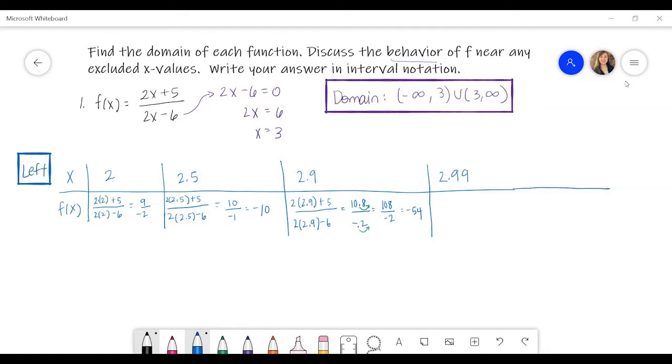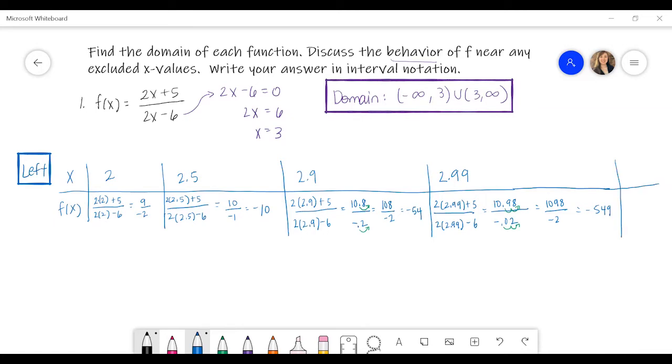2.99, and this can be our last one. So 2 times 2.99 plus 5 divided by 2 times 2.99 minus 6. This is 5.98, so plus 5, 10.98. And then in the bottom, minus 6, negative 0.02. So again, I'm going to move my decimals over twice. 1,098 divided by negative 2 gives us negative 549.